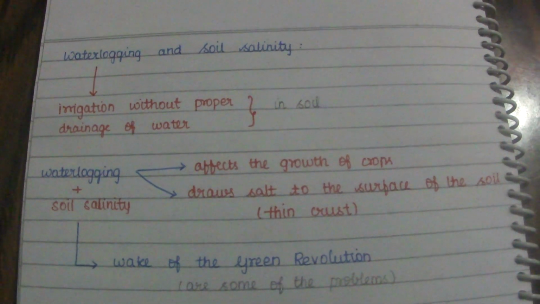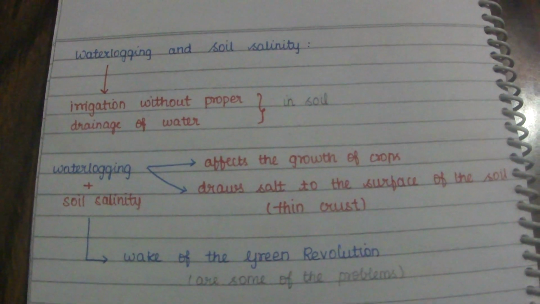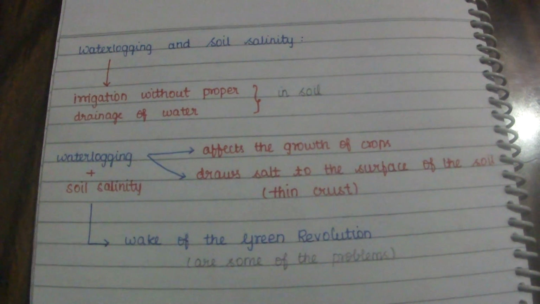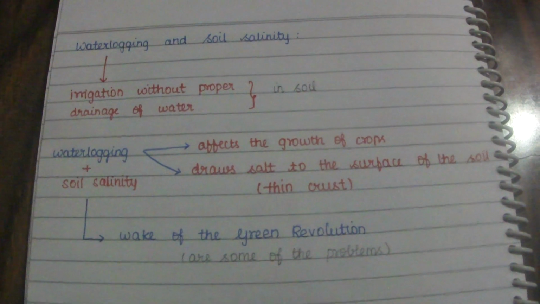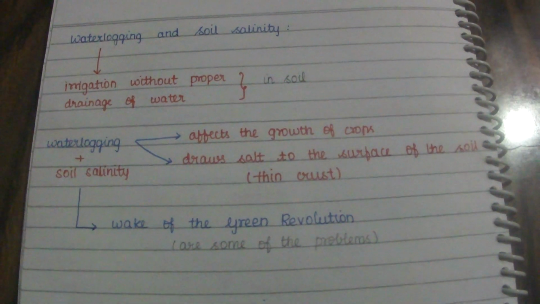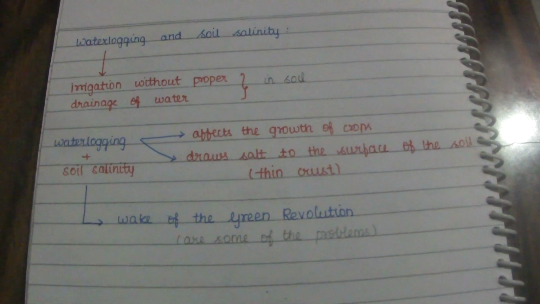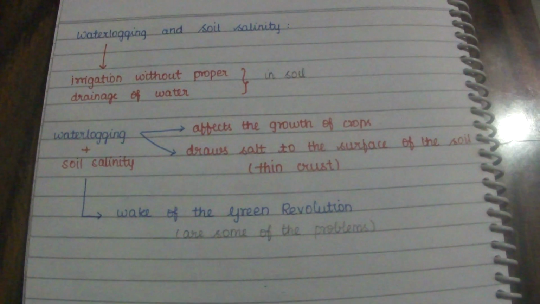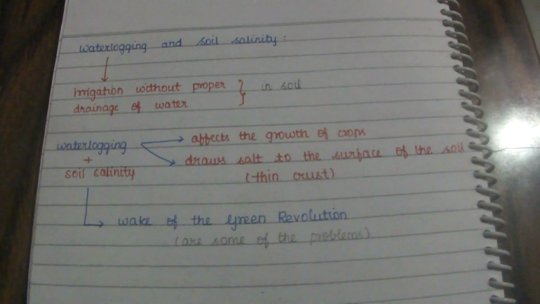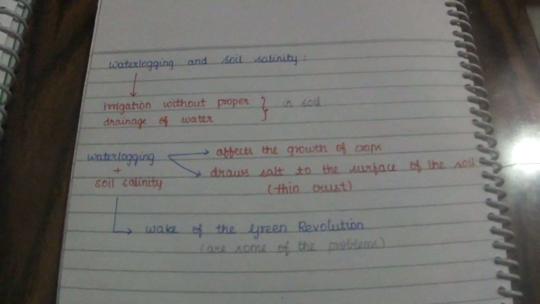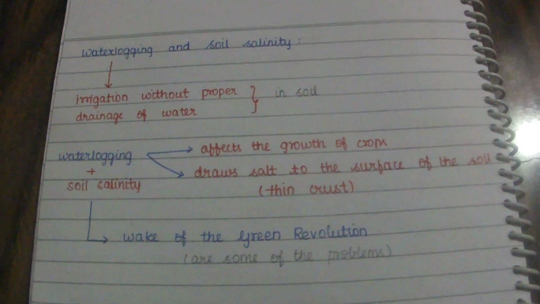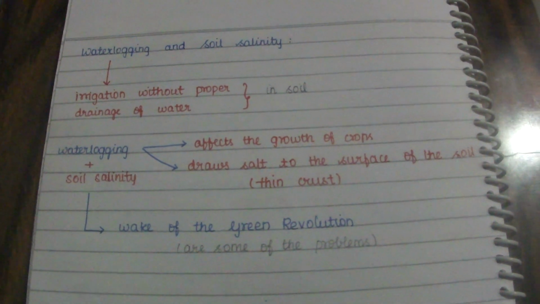Now, water logging and soil salinity. Water logging is caused mainly when there is no proper drainage of water in the soil. This water logging affects the growth of the plants. The salt is then deposited as a thin crust, a thin layer on the top surface of the soil, and because of this the growth of the plant is affected.